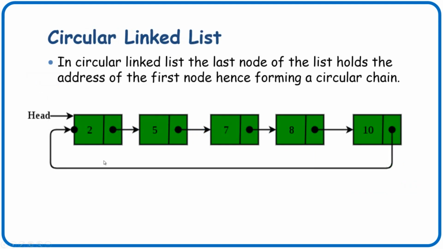And in the case of circular linked list, the last node points to the first node. This forms a circular chain. That is the only difference between the singly linked list and circular linked list.